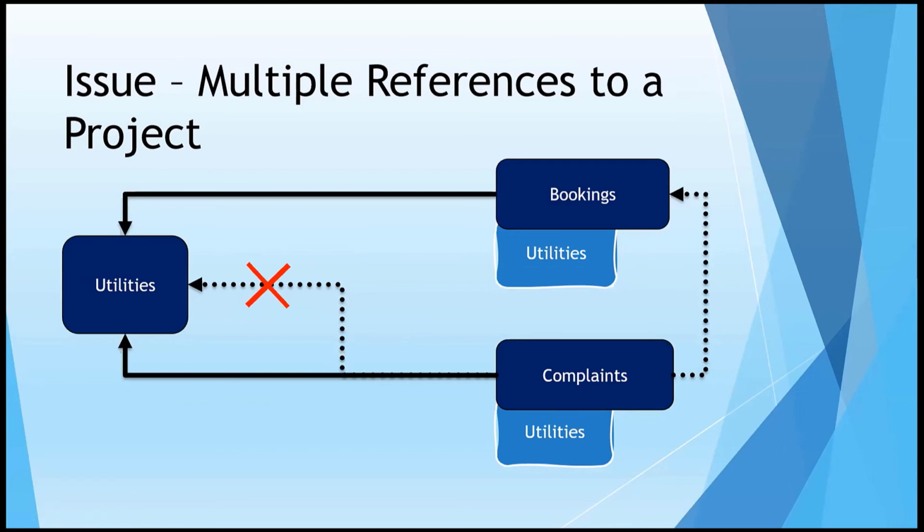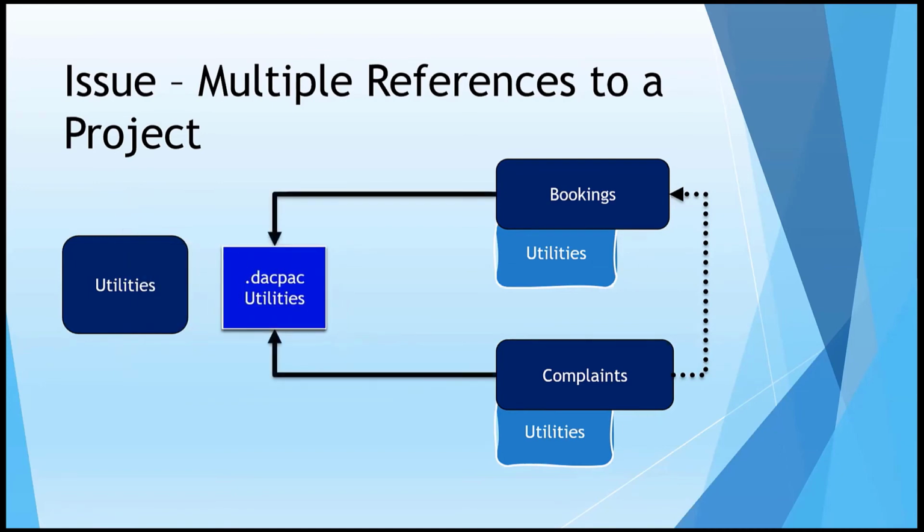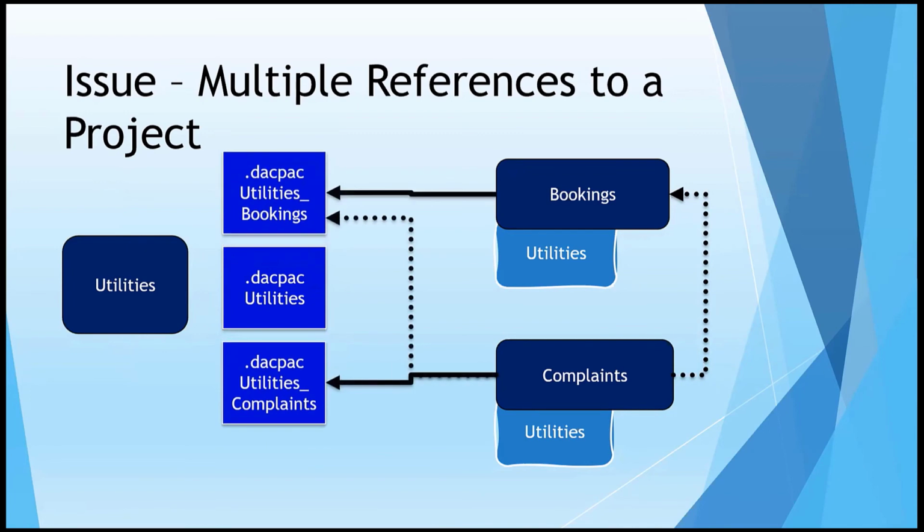And we get around this by remembering that these references aren't actually references to the utilities project. They are references to the utilities DAC pack. And this DAC pack is just a file, and you can copy files. So what we do here is we create a copy of the utilities DAC pack for every project that has the same database reference to it. And that allows us to set up our other database references without any trouble.